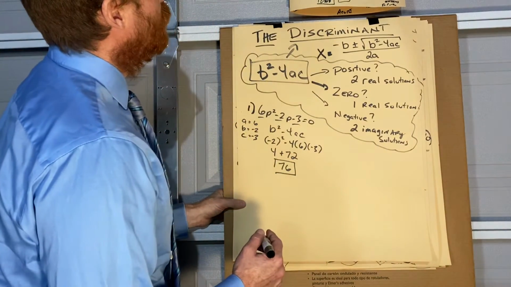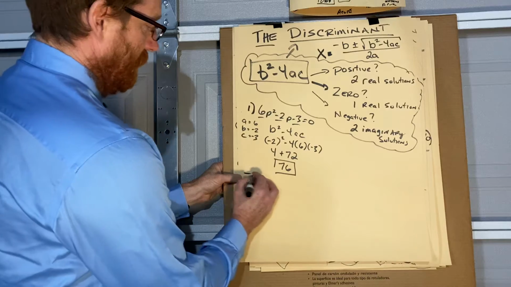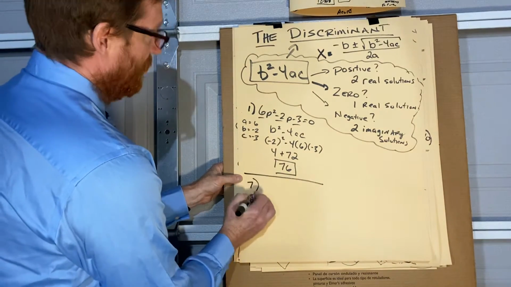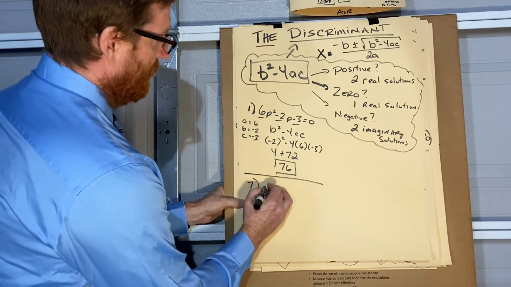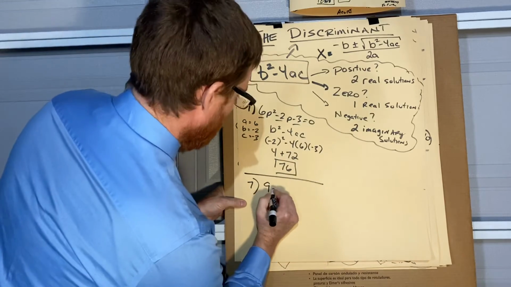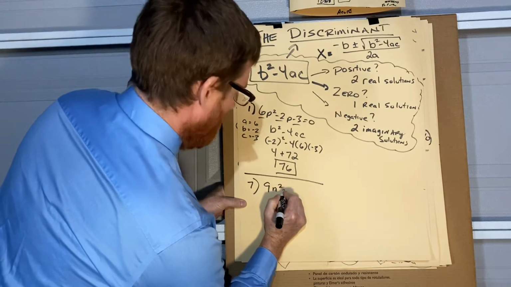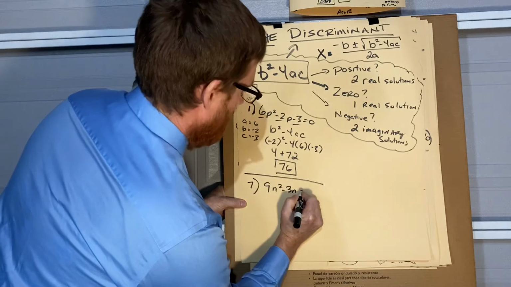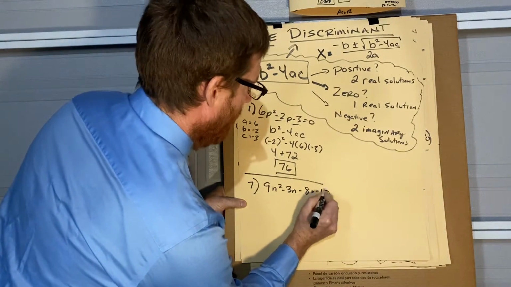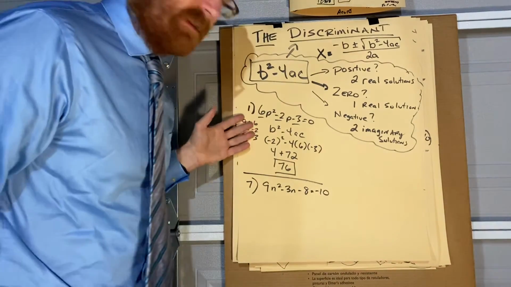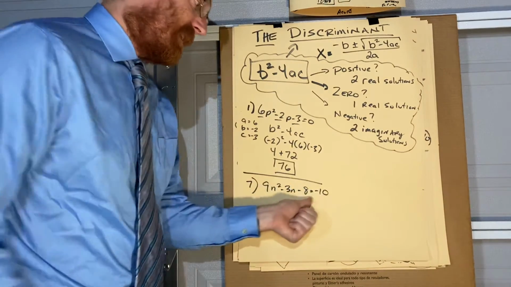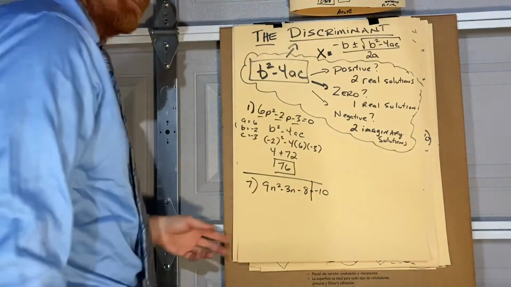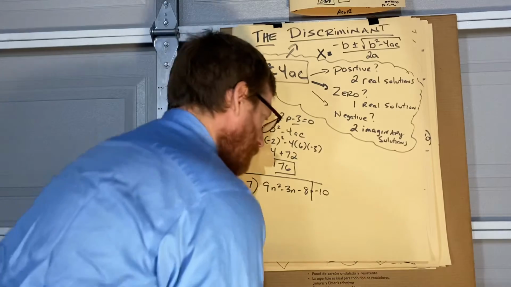How about we do one where we get two imaginary solutions? Number 7, I believe, does that. It looks like this: 9n squared minus 3n minus 8 equals negative 10. Now, in order to identify A, B, and C, you have to remember that you need to bring that negative 10 over to this side of the equal sign and set the equation equal to 0.